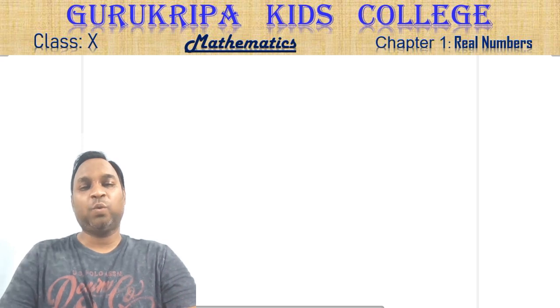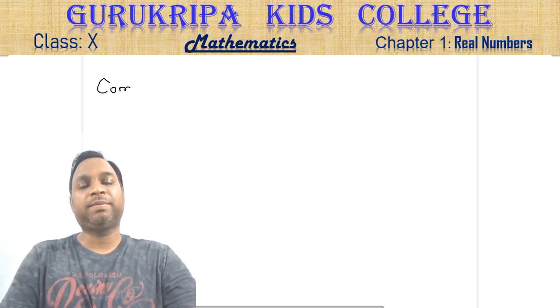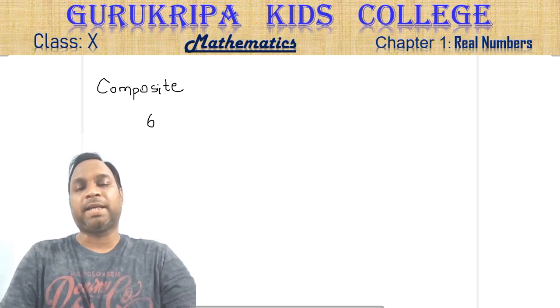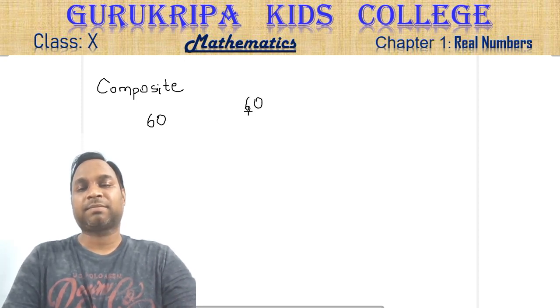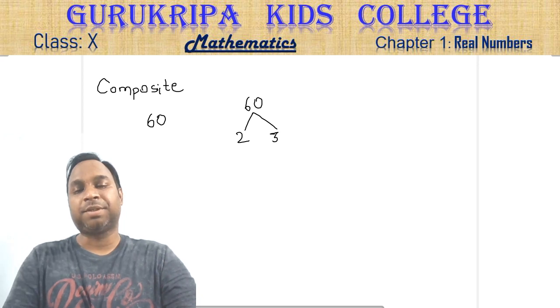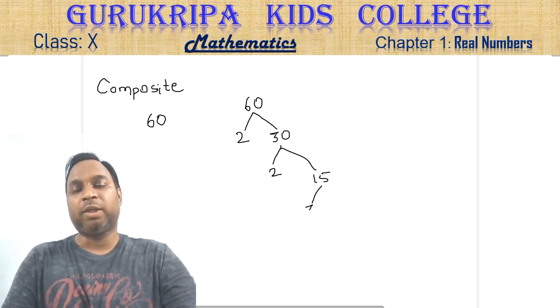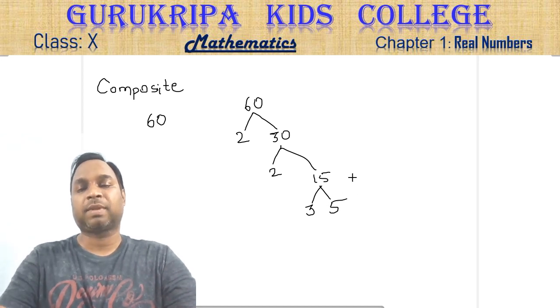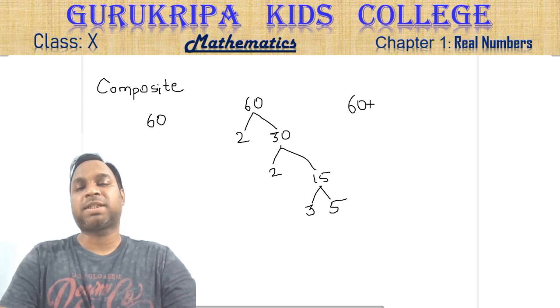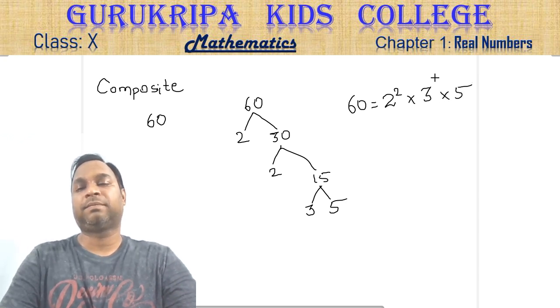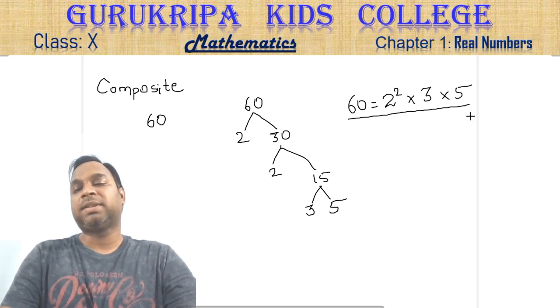In the previous video we had seen that every composite number can be factorized in primes. For example, let's take 60. If we have to factorize 60, we get 2 over here, what remains? 30. In 30 again, if you take out 2, you are left with 15. Again, you can factorize 15 into 3 and 5. We can write 60 is equal to 2 square into 3 into 5. So all the numbers on the right hand side are primes.